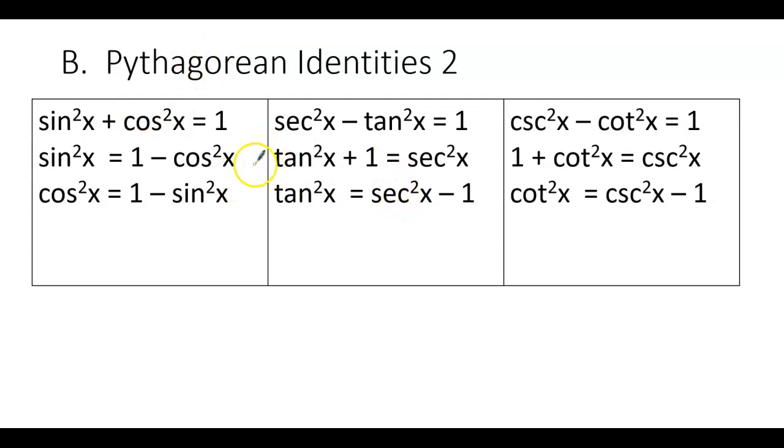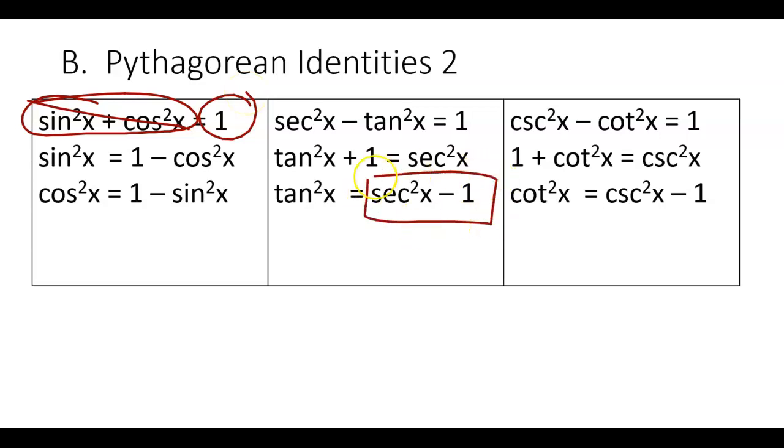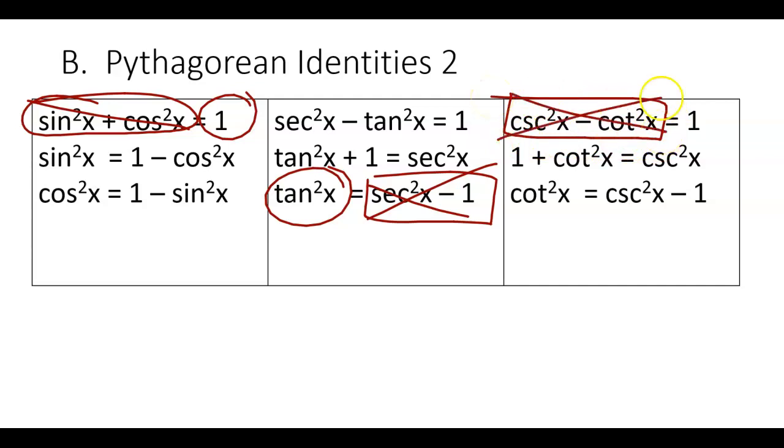But there it is. So these are all different things that we can use to simplify expressions. For instance, if you ever see sine squared x plus cosine squared x, you could get rid of it and replace it with 1. Or if you see secant squared x minus 1, you can replace it with tangent squared. Or if you see cosecant squared x minus cotangent squared x, you can replace that with 1. So that's the idea: we have 9 different Pythagorean identities, and we can replace them with a simpler expression.